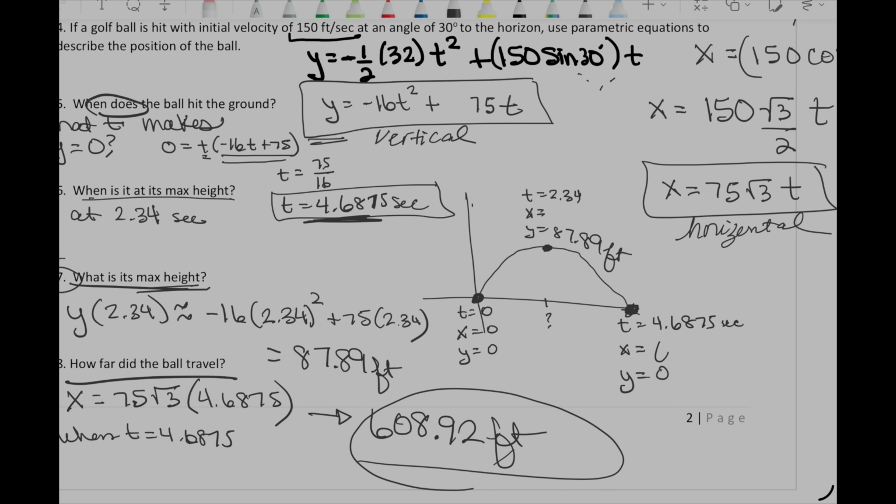This was 608.92. And this was the height. So this value corresponds with the height right there. This value corresponds with the distance out there. And t is not on the graph, it's working behind the scenes.